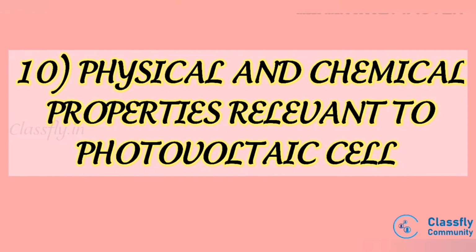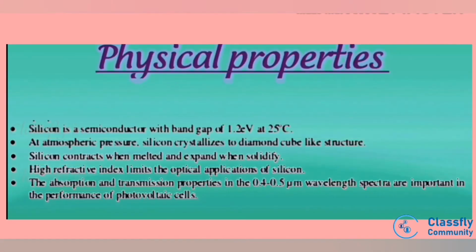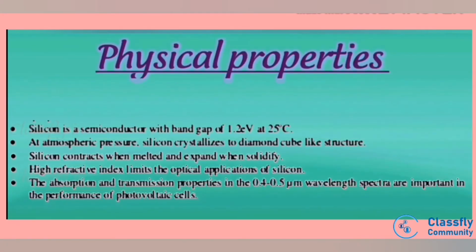Next we discuss solar grade silicon. In that we discuss the physical and chemical properties relevant to the photovoltaic cell. Physical properties are: first one, silicon is a semiconductor with a band gap of 1.2 electron volt at 25 degrees Celsius. Second point, at atmospheric pressure, silicon crystallizes in a diamond cubic structure. Third one, silicon contracts when melted and expands when solidified.